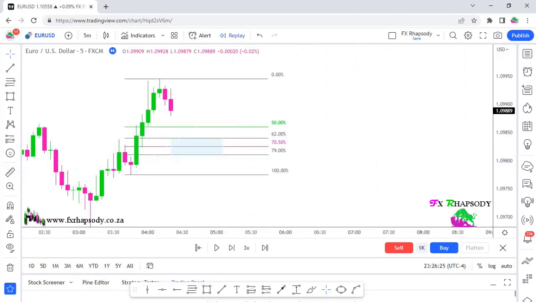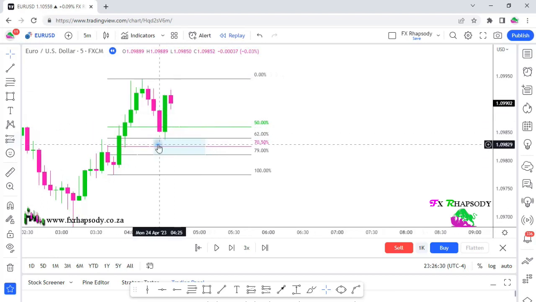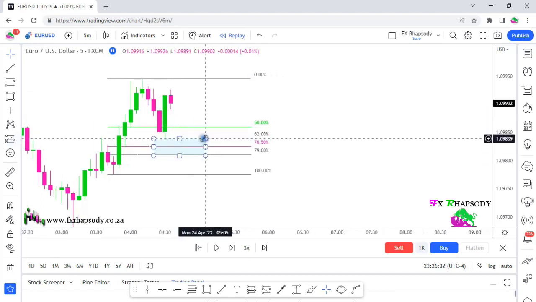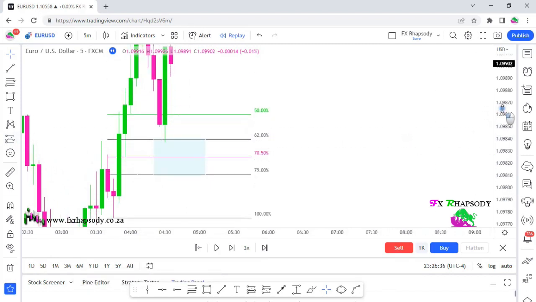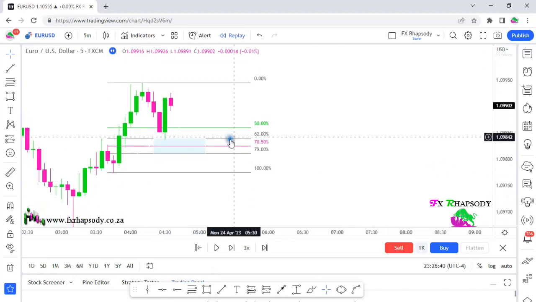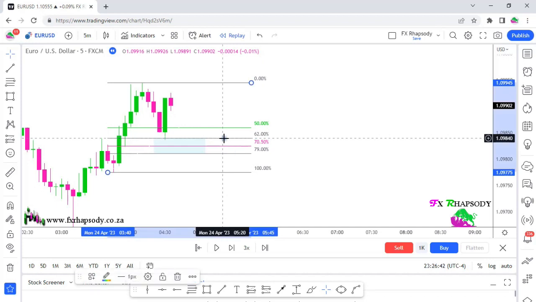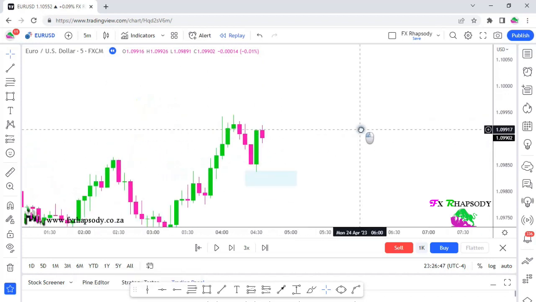Now I just wait, and right there, as you can see, price tapped into that area. Just a small little tap. I'm zooming in, as you can see, and that's where you place your buy entry. So I'm taking my Fibonacci out. I'm in a buy. Where is my next high?